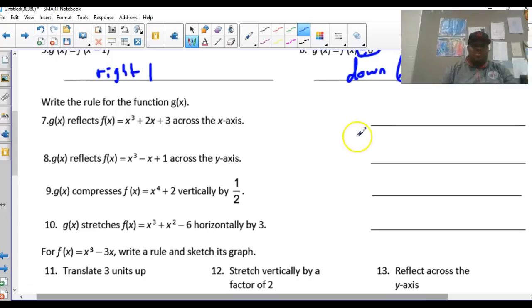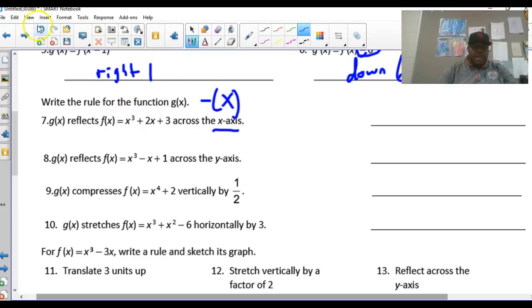We got to write a rule for g of x. G of x reflects f of x, so we got to reflect this whole thing across the x-axis. Remember, when you reflect it across the x-axis, it is the negative outside, negative f of x. So that means we got to put a negative outside this whole function.